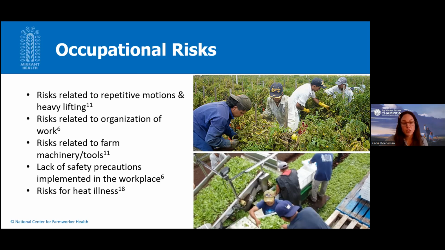And as we saw throughout the COVID-19 pandemic, the lack of safety precautions implemented in the workplace, such as lack of 6-foot social distancing, lack of personal protective equipment, lack of hand washing stations, and the inability to take time off work to quarantine added additional occupational risks.